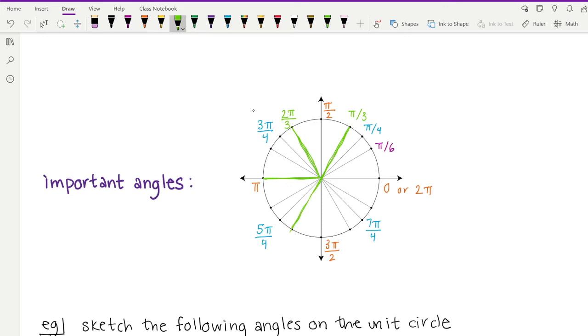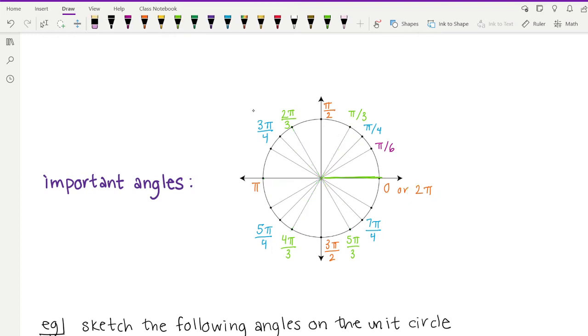So now we have 1, 2, 3. This is 4 pi over 3. If we add in another one, that gives us 5 pi over 3. So we can label that one. And then if we were to add another one, that would be 6 pi over 3, but 6 pi over 3 is the same as 2 pi. So we're done with those multiples.